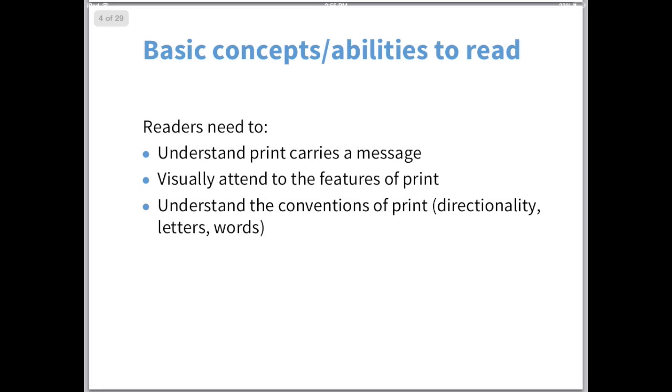Young children need to have certain basic concepts and abilities in order to learn to read. They need to understand the concept that print carries a message. They need the ability to visually attend to the distinctive features of printed text. And they need to understand the basic concepts about the conventions of printed English or French, such as directionality. We read from left to right and top to bottom. They need to know that words are made up of letters and sentences are made up of words.